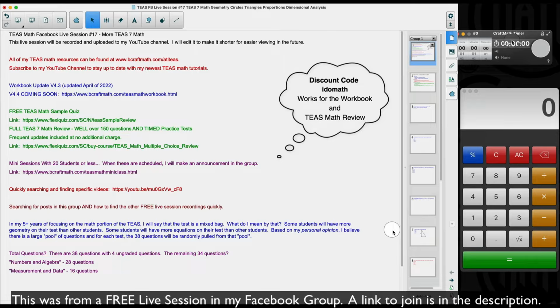In all honesty, treat this like the real TEAS test. Obviously, you're not going to copy down the whole problem on the TEAS test. You're going to start doing some chicken scratch, right? So that's what I want you all to do tonight as we go through this session.